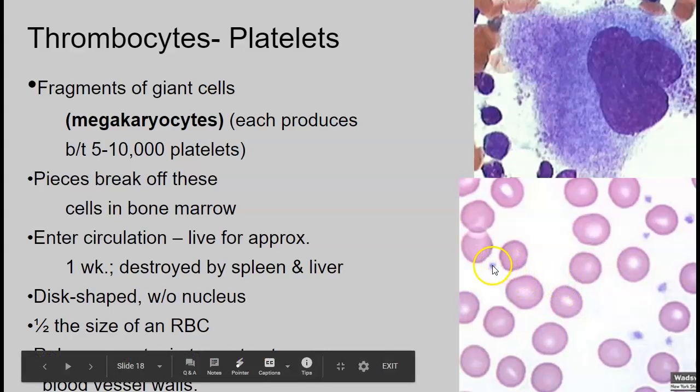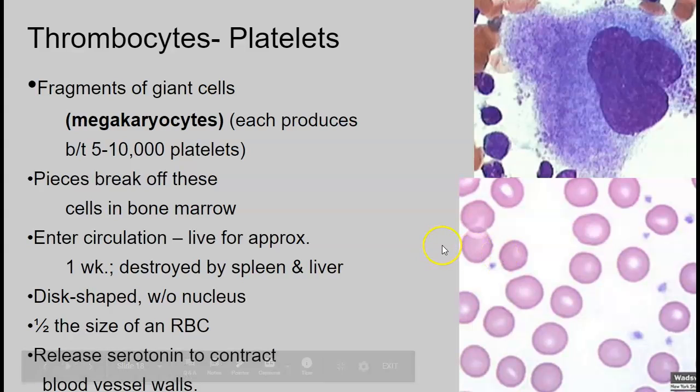If you take a look here, you can see that's a platelet. That's a red blood cell. So they're very small. It depends. There's all different size platelets because they're pieces of another cell.